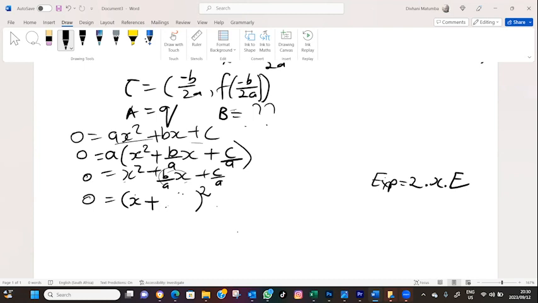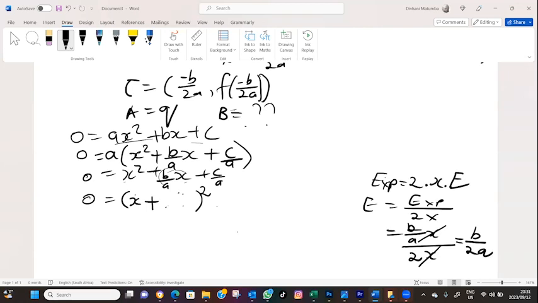Right. Now, how do we solve e? Now, e will be the expression divided by 2x. The expression is b over ax, so b over ax over 2x. Now, this 2 will cancel, and we will be left with b over 2a.